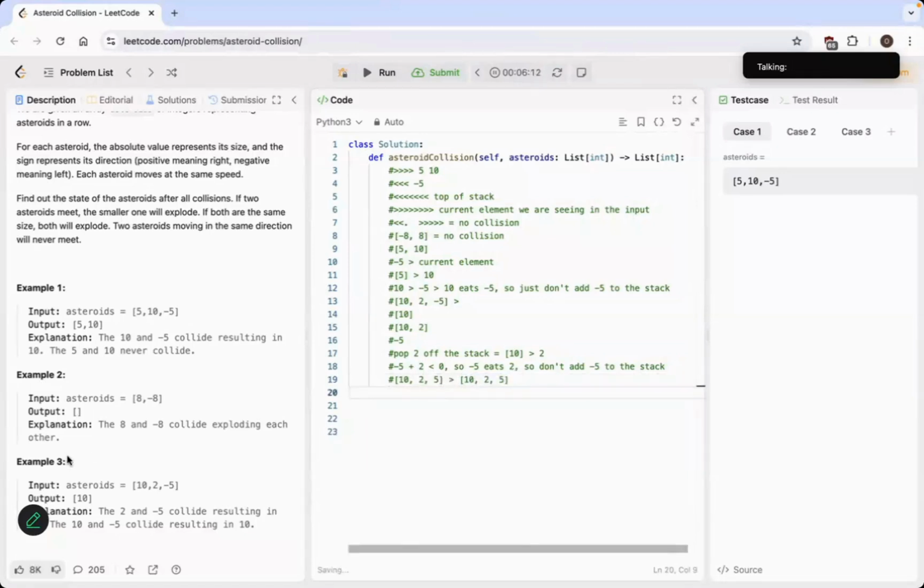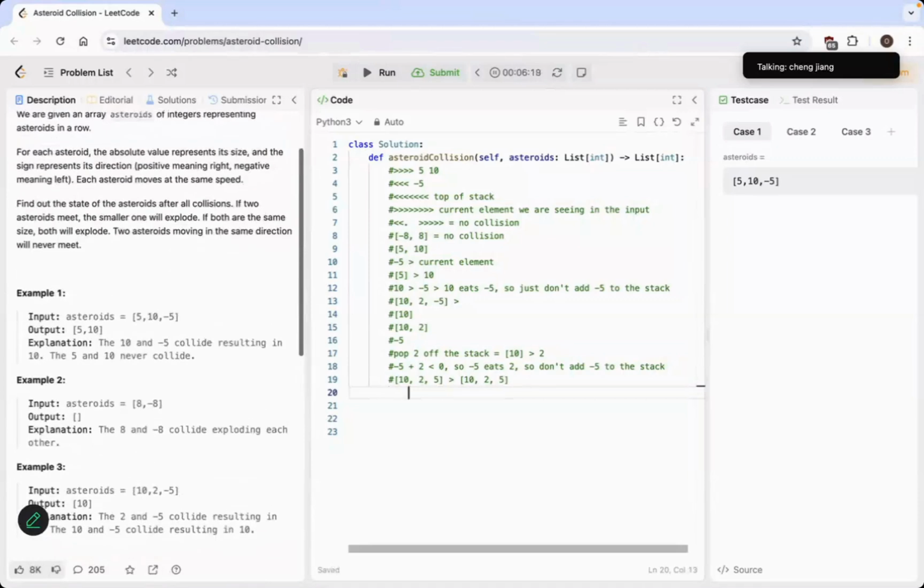So it's a bit confusing. Hopefully the examples cleared it up a little bit. Yeah, I think I understand. You can start to code it up.